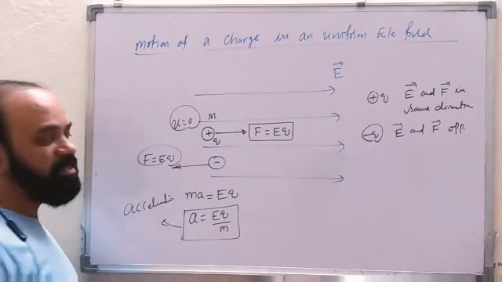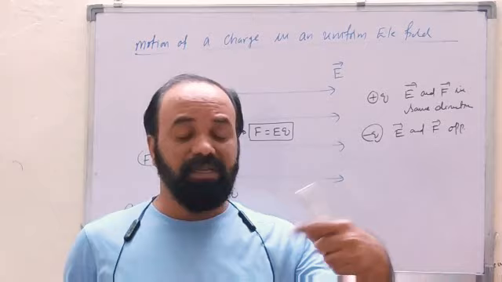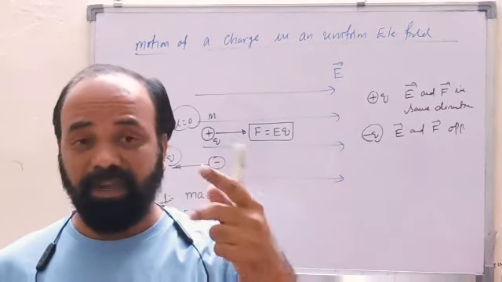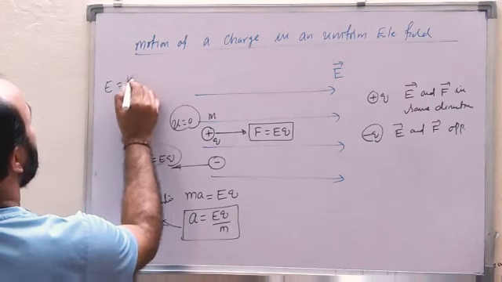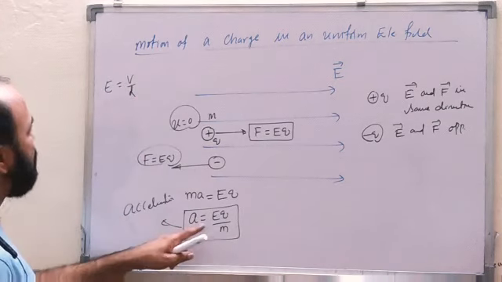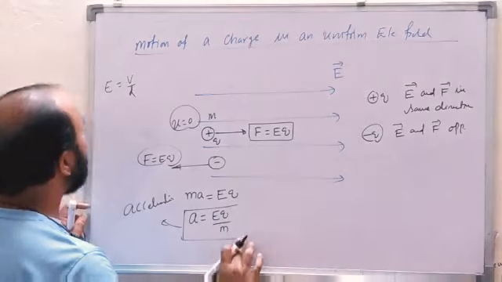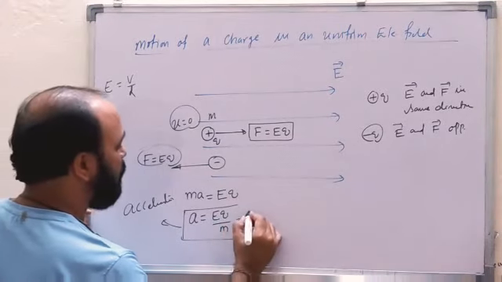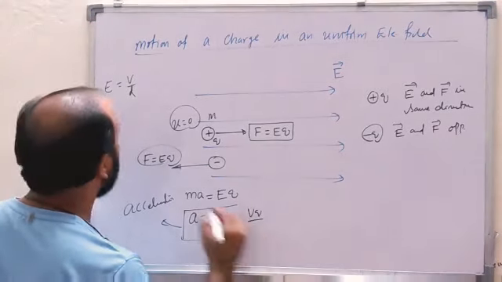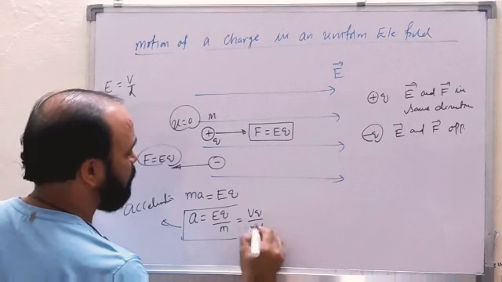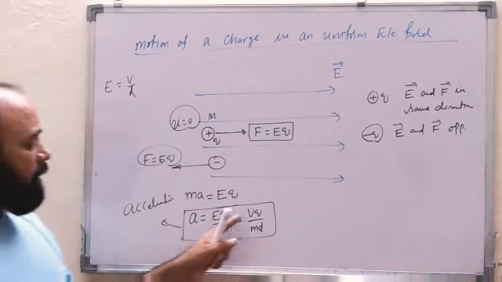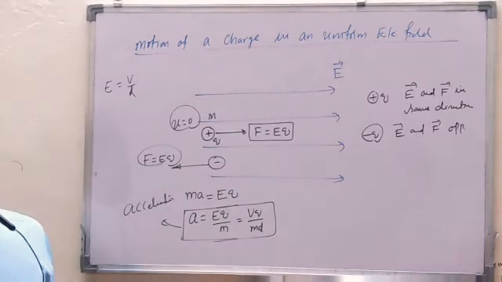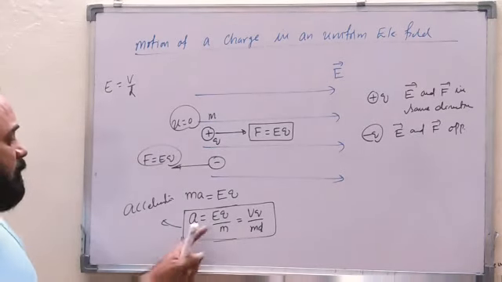Acceleration. Sometimes they will not give electric field. In the second chapter, electric field and potential and capacity, there we have the relation E is equals to V by d. So this E we can write in terms of d. So this we can write as VQ by md. This is also correct: potential into charge by m into d. Understood? This we can write.